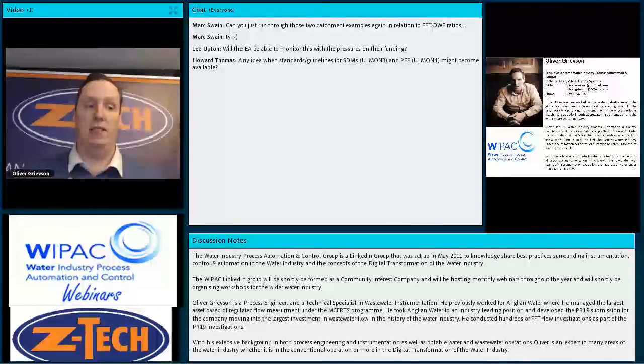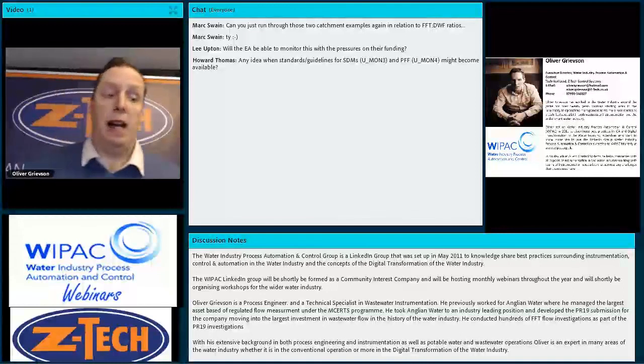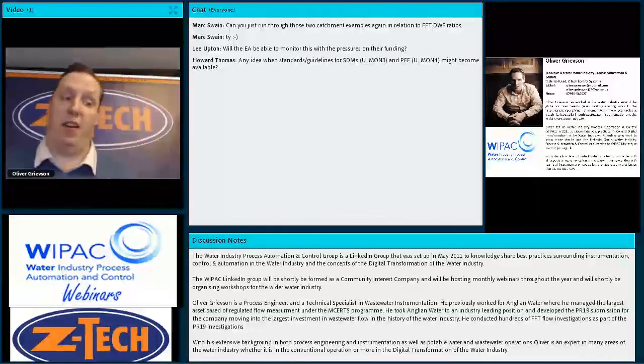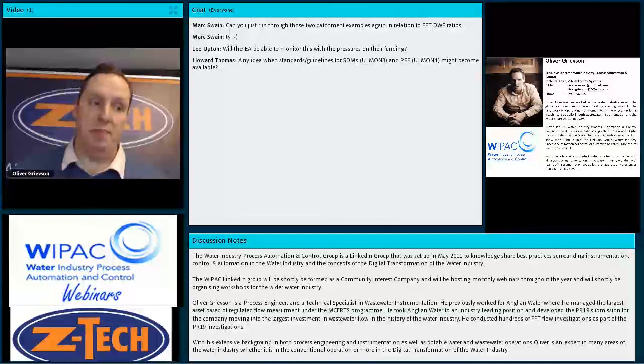Again, it depends upon the size of the works, so you'll find a very large coastal works, for example. If I use the example of Ringsend in Dublin, Ringsend in Dublin has an FFT to DWF ratio which is barely over 1, because it's a very large works and very complex catchment. But it's all about how quickly a flow will hit the works. And if it's going to hit the works all at the same time, then of course the FFT to DWF ratio needs to be much higher.